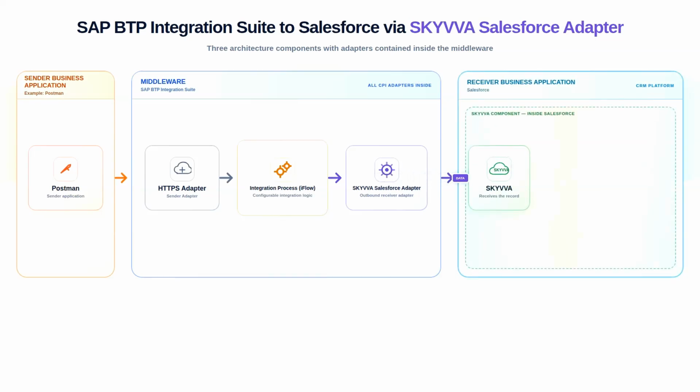In this example, Postman is the sender. Inside SAP BTP Integration Suite, the flow contains the HTTPS adapter, the integration process iFlow, and the SKYVVA Salesforce Adapter. Inside Salesforce, the SKYVVA component receives and processes the data.